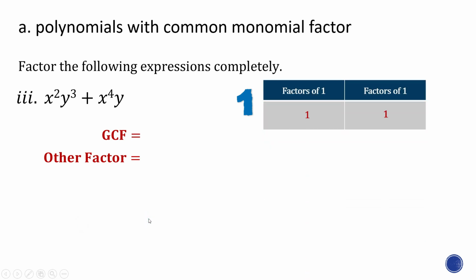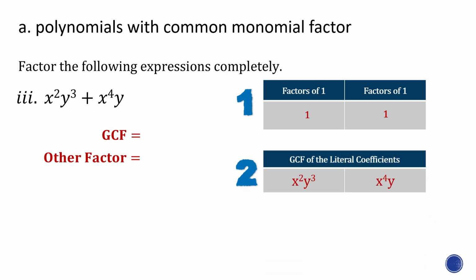So 1 and 1. Like what I said, the GCF of the numerical coefficients of the two terms is just 1. So let's move on to step number 2. Find the GCF of the literal coefficient. If you remember what I said earlier, the GCF of the literal coefficients is the variable with the least exponent.